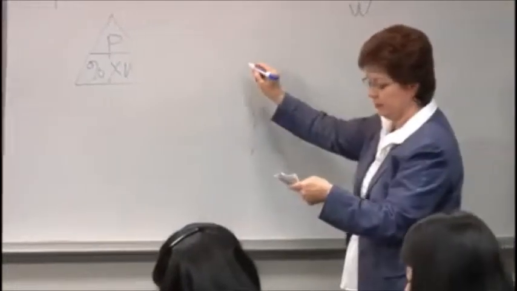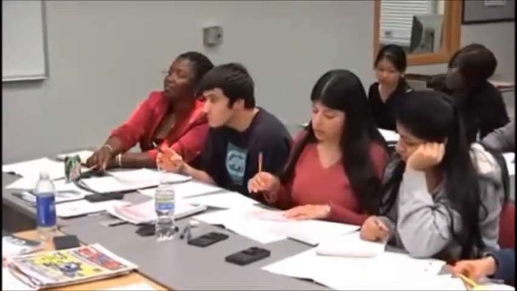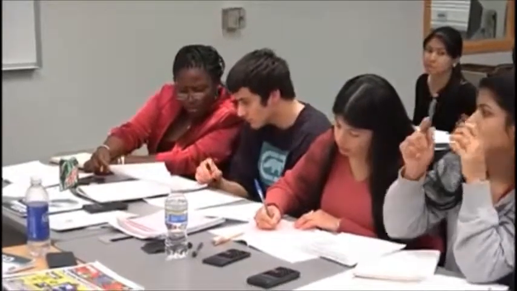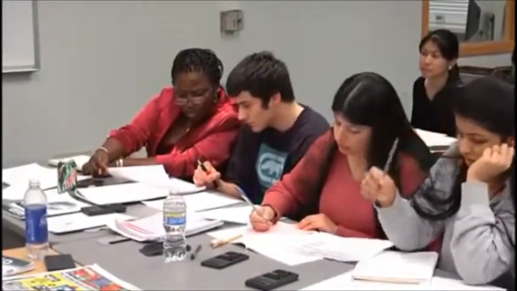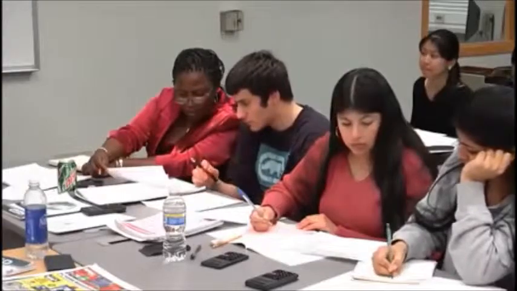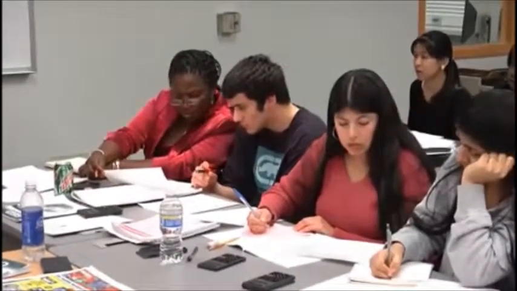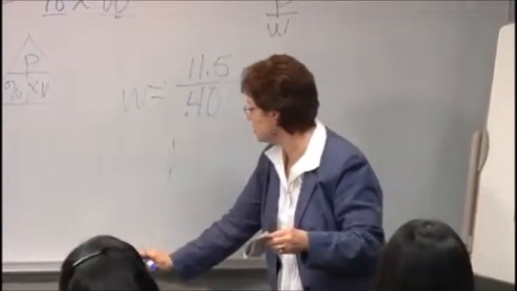Binta, how would we set it up? Whole equals part. And what is the part in this sentence here? How many 18 to 24-year-olds are attending college? 11.5 million. And what percent is that? 40%. Okay, and I'm going to write that as a decimal.